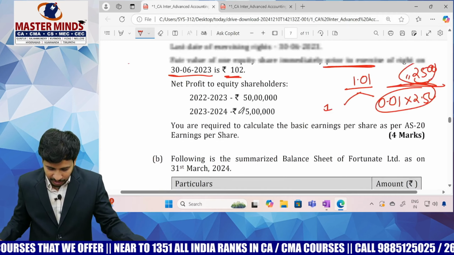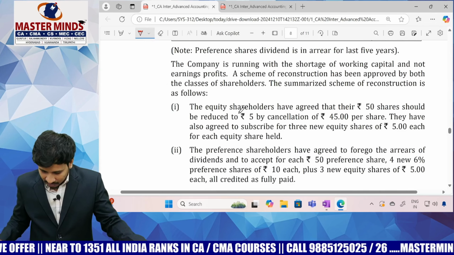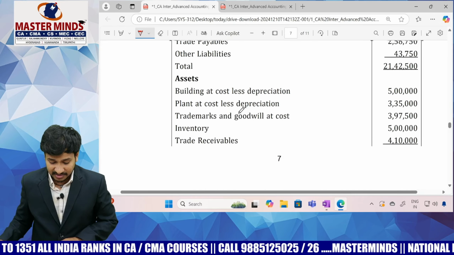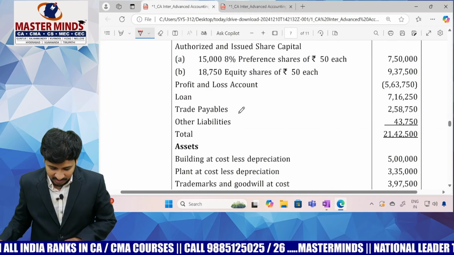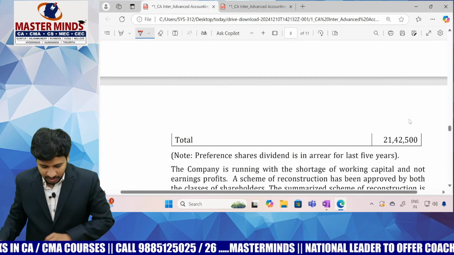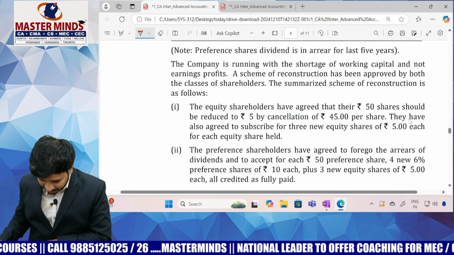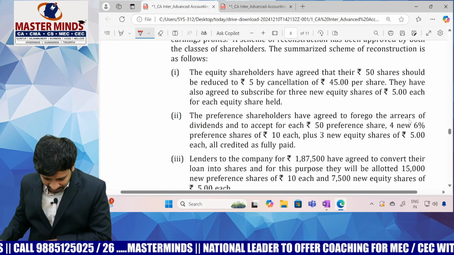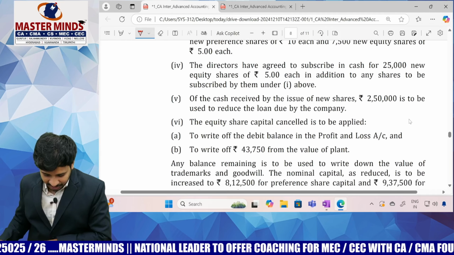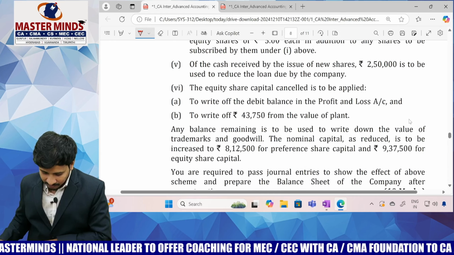And moving on to 3B, which is very simple, internal reconstruction. Nothing great to discuss in this. Only one thing, you are having a P&L loss of 563,750. You need to remove that. Preference dividend arrears, equity shares reduced by 5, cancellation of 45. Very simple. There is no special point, there is no difficult point, nothing is there. It's very simple.